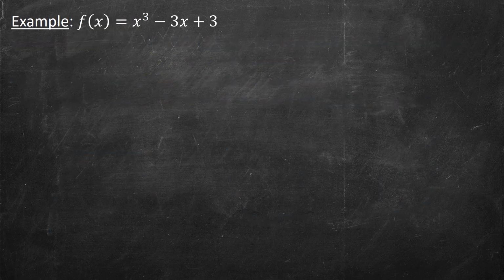Let's see an example. Here I have the function f of x equal to x cubed minus 3x plus 3. It's a cubic. So if I come along and try to figure out what f prime of x is, f prime of x is just 3x squared minus 3. And if I set f prime equal to 0, that implies that x is equal to plus or minus 1. These are my critical points, the spots where the first derivative is equal to 0.